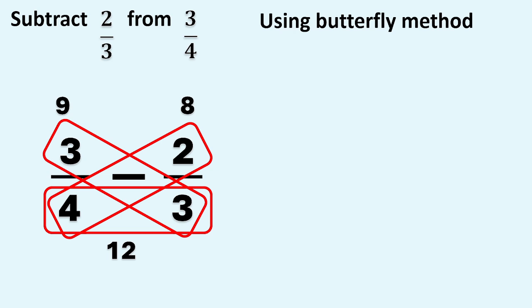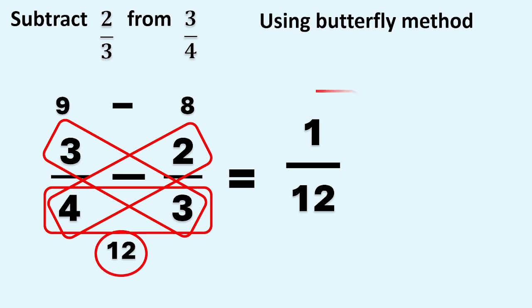Then, subtract the results from the cross multiplication. We have here 9 minus 8 equals 1. Then copy the denominator 12. So the answer is 1/12.